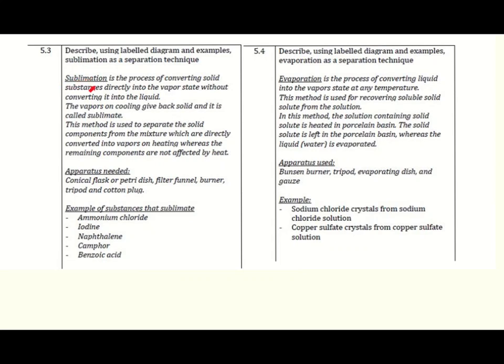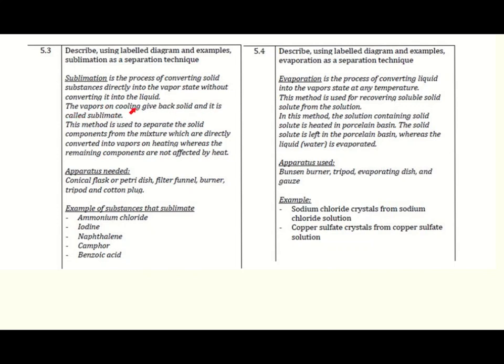Now, another method of separation, we call it sublimation. Sublimation is the direct change of matter from solid to gas on heating. So it's a process of converting solid directly to vapor without converting it into liquid. The vapor on cooling gives back the solid, and it's called sublimate.